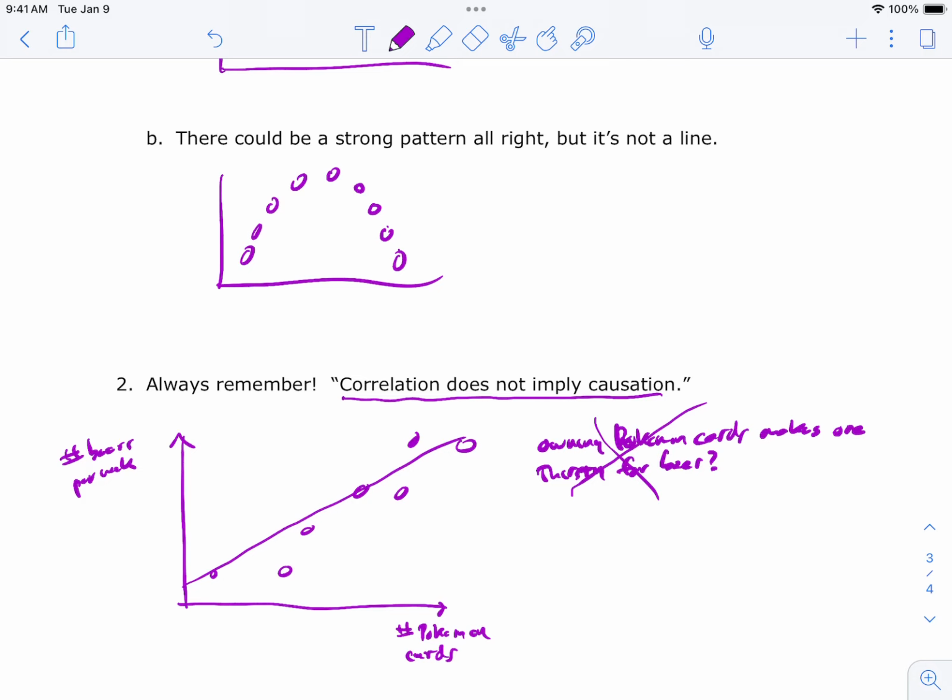Now, the relationship might be in the background. Maybe it's like age or something, because I'm guessing older people will drink more beers per week, and older people have been collecting Pokemon for a long time. They've got more money to buy the big booster boxes, whatever. So it might be that when somebody owns a lot of Pokemon cards, they're also drinking more beer per week. These are probably the kids over here, right? The young kids don't have as many cards. They don't drink as many beers, I don't think, anyway, on average. So correlation does not imply causation.